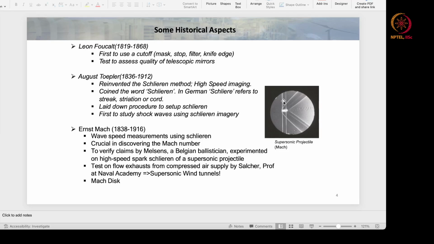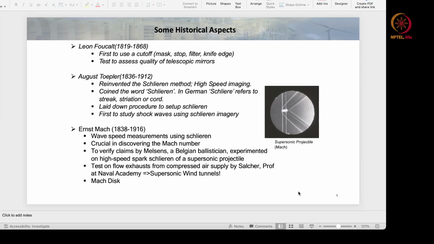Then, of course, there was Ernst Mach. He used Schlieren to measure the wave speed. And he made very crucial discoveries in coining the Mach number, which is basically the ratio of the velocity of the projectile divided by the velocity of sound. So naturally, if this number is less than 1, it means subsonic. And if it is greater than 1, it means supersonic. That means the velocity of the projectile or the object is much more than the velocity of sound.